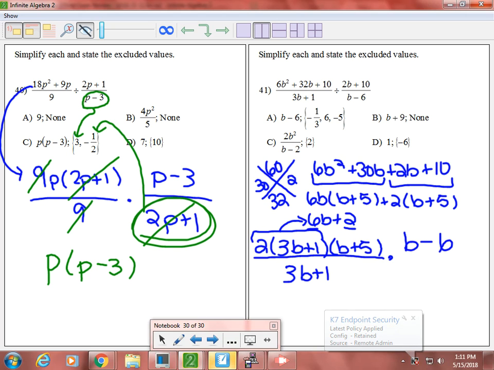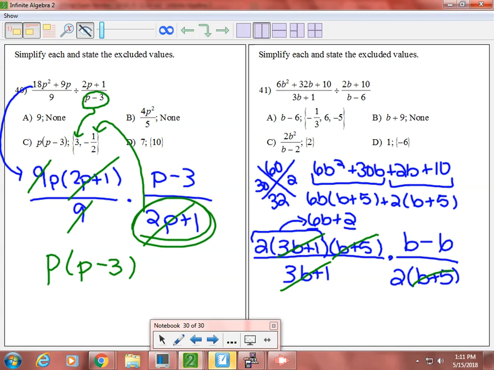So I have b minus 6, and this one has a common 2. So I would have 2 and then b plus 5. So if you don't take out those greatest common factors, you're not going to realize that those cancel, and those cancel, and your 2's cancel. So your only answer you have is b minus 6, which is A.